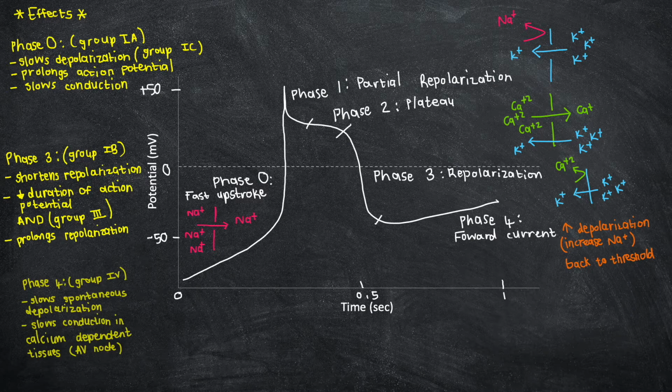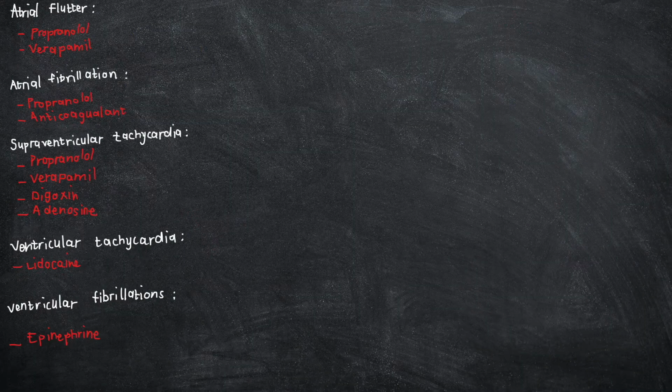Then in phase 4, group 4 is going to slow spontaneous depolarization and also slows the conduction, but only in the tissues dependent on a calcium influx, for example the AV nodes in the heart. Alright, so here is a summary of the different types of arrhythmia that can occur and what drugs will be the most appropriate to treat that type of arrhythmia.